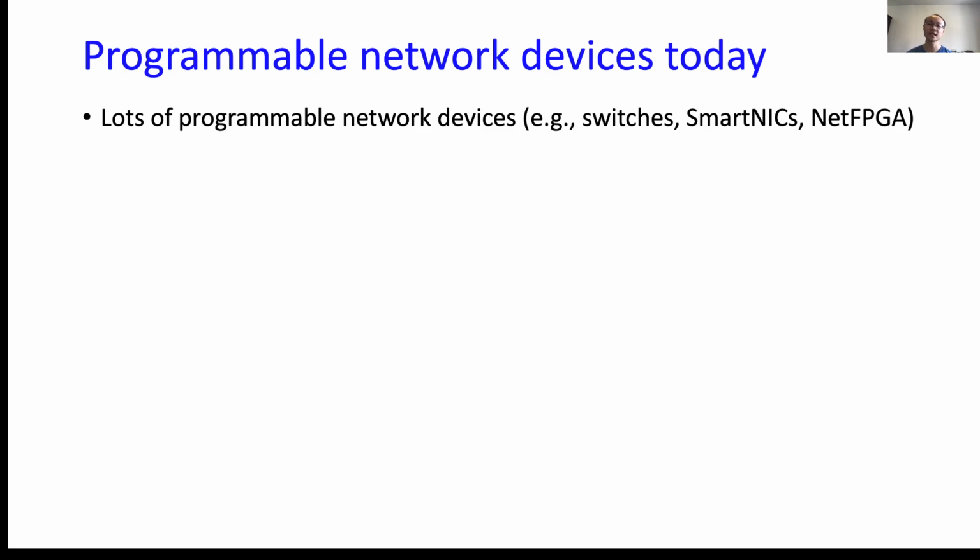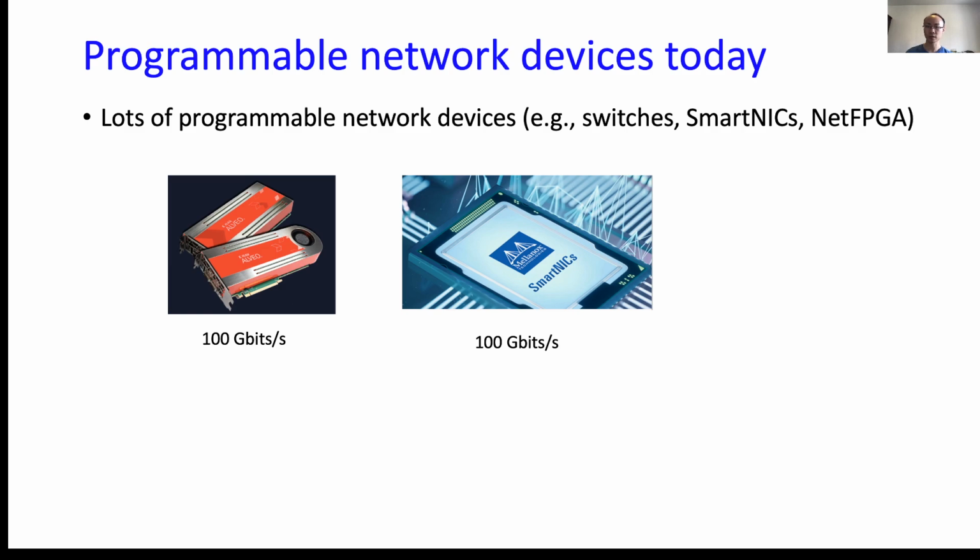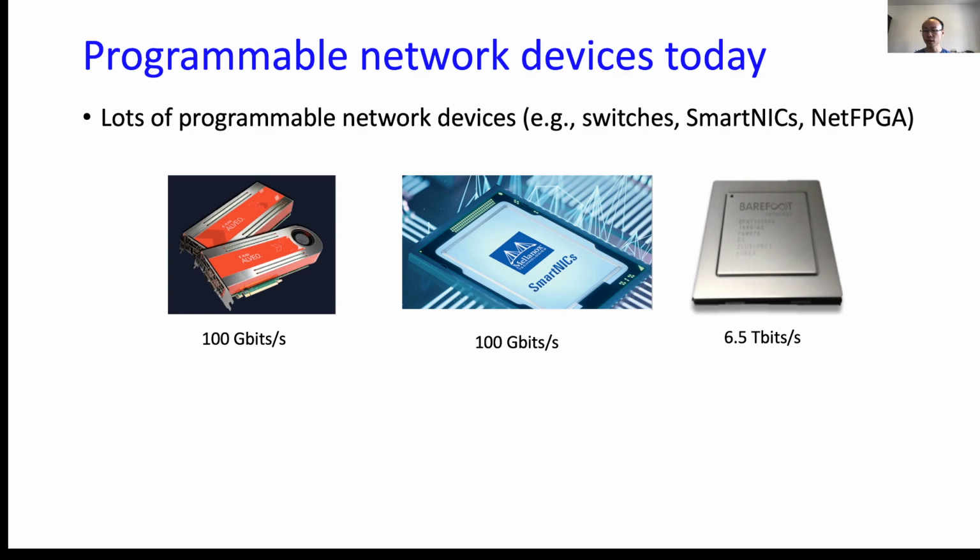Programmable network devices have become quite widespread, and they also run at a fairly high speed. For example, Xilinx Alveo and Mellanox run at 100 gigabits per second, and Barefoot Tofino runs at 6.5 terabits per second in aggregate. And this is exactly the target we want to generate code for in our project.